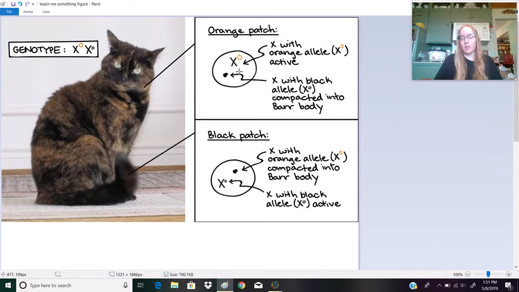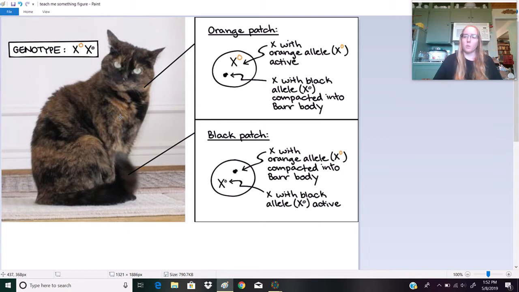And a good example of this is the tortoiseshell cat, which is almost always a female. The random inactivation of the X from one parent makes patches of tan or orange fur, and the random inactivation of the X from the other parent makes patches of black fur, and there's no real pattern to it because it's selected just randomly from one cell to the next.